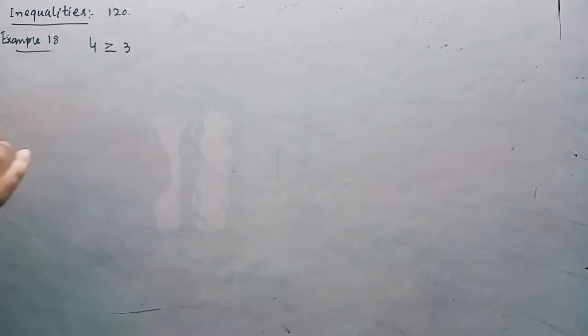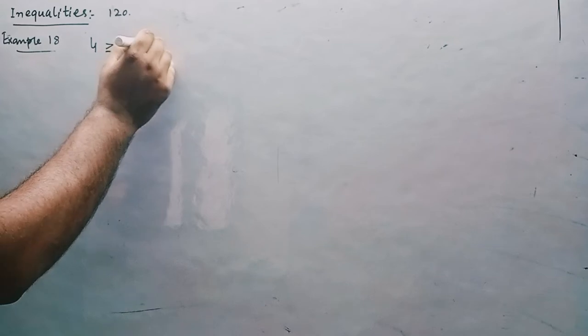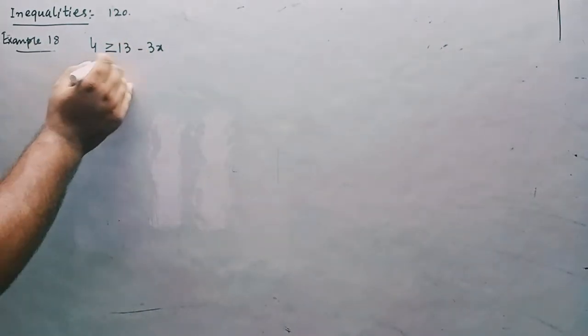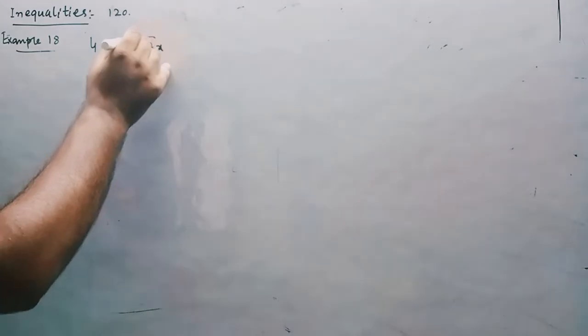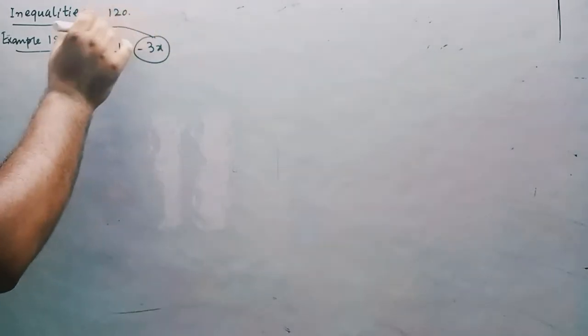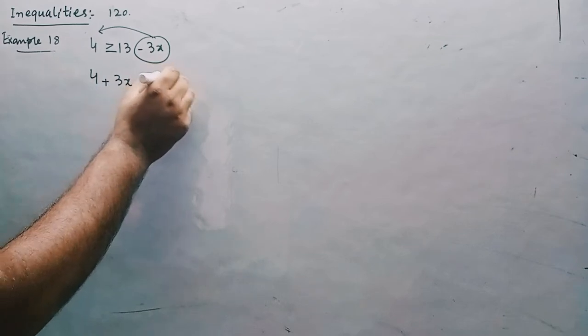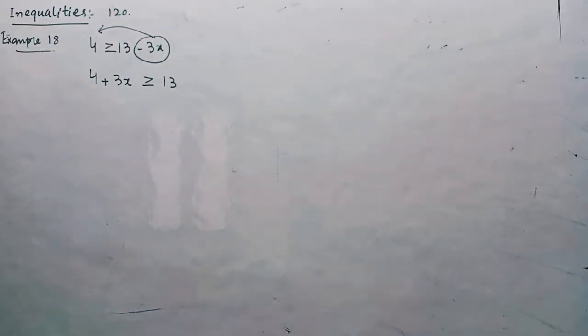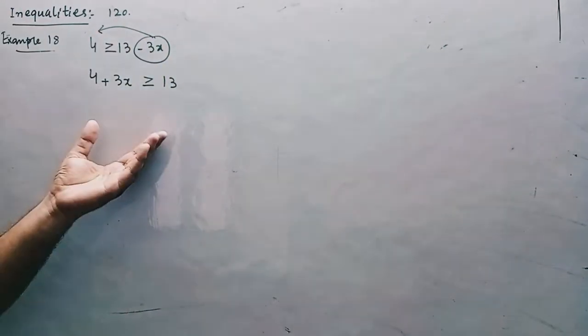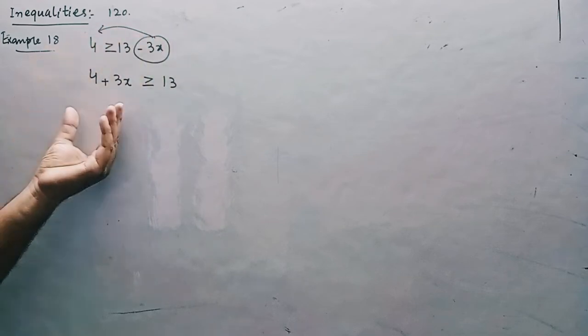Now we will do the example 18. Solve the inequality 4 is greater or equal to 13 minus 3x. अब देखिए कैसे करना है. I will write here 4. ये जो minus 3x है इसको मैं ट्रांसपोज कर सकता हूँ. That's plus 3x is greater or equal to 13. Similarly, what we are doing in the equations, we can do the transposition here. Minus 3x I have transposed here.